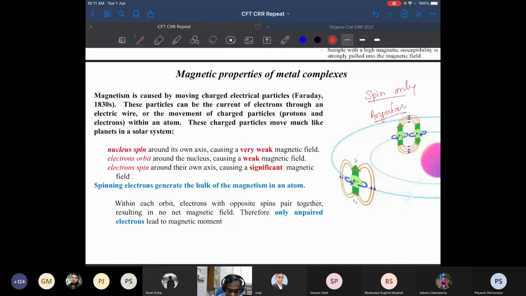I am not reading all these; these are very fundamental. The spinning electron generates the bulk of the magnetism in an atom. That's the fundamental principle. So there are two components, not only the spin component, but also the angular momentum, as it rotates around the axis as well as around the nucleus. So there are two contributions to the magnetic moment for the complex or the sample that we consider.